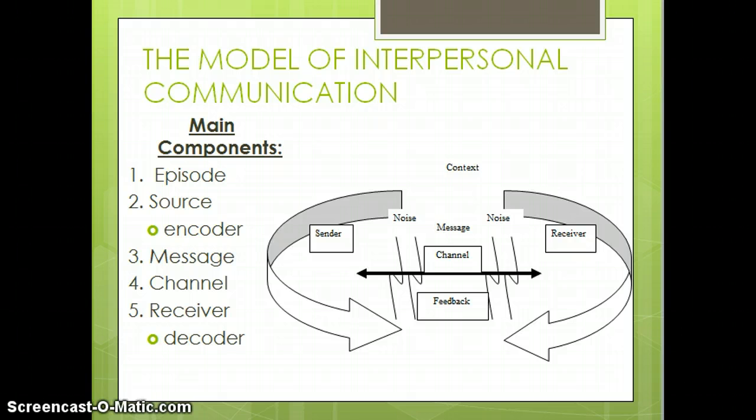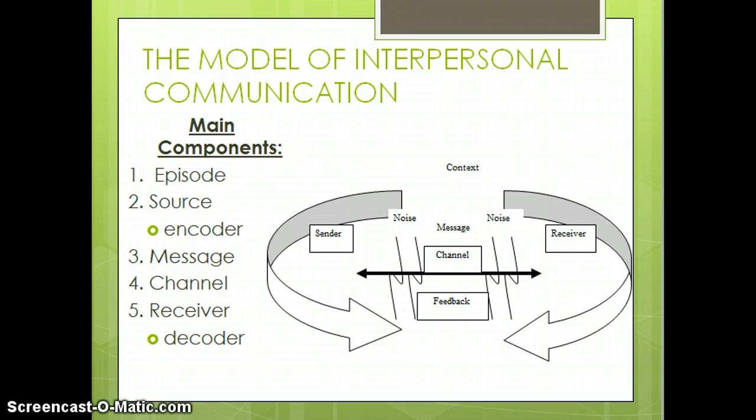They are encoding, meaning they are taking those thoughts and ideas in their heads and finding a way, the right words or the gestures or whatever, to communicate. The message is actually what they are sending. It's the content. They choose a channel to send their message, and the channel can be any of the 5 senses. We can choose to send a message that will be received through our eyes, through touch, through our ears if it's a verbal message, through smell. All of those are channels that we can choose to send our message through.